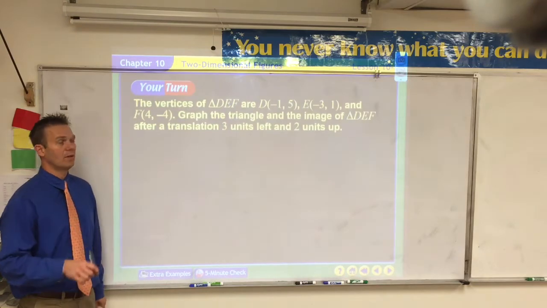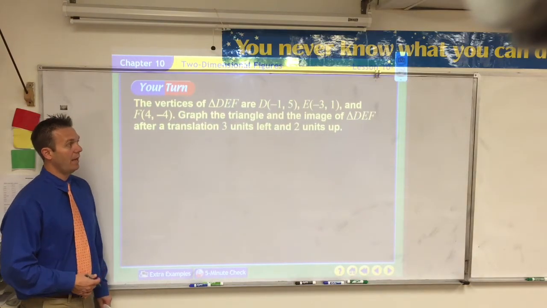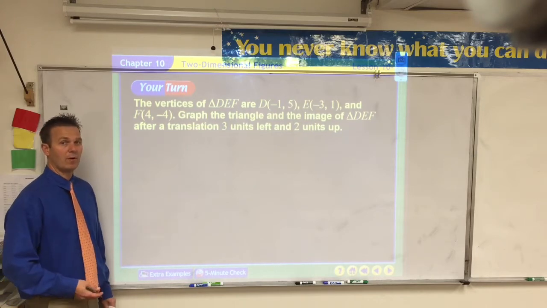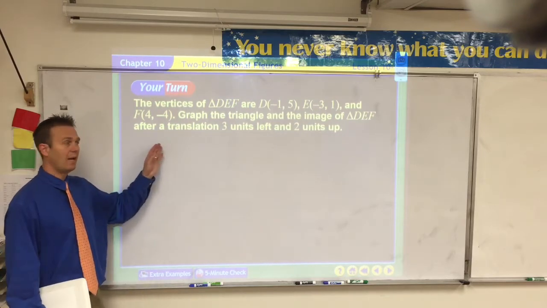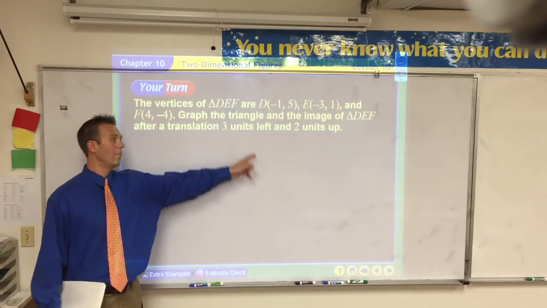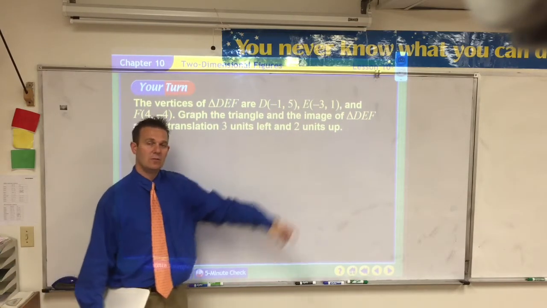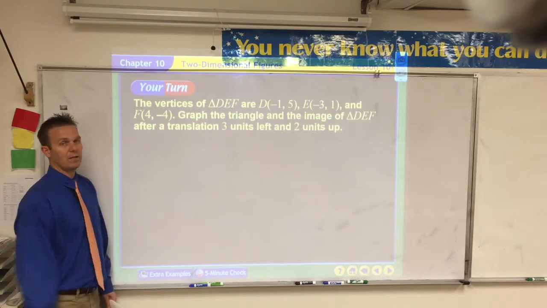Okay, now it's your turn. Go ahead and write down this question, and you're going to have to either use graph paper or you can make graph paper in your notebook. But this one is going to be a translation or a slide of 3 units to the left and 2 units up. So you're going to subtract 3 from the x, and you're going to add 2 to the y. So go ahead and do that and see if you know what you're doing, and then I'll bring up the answer.